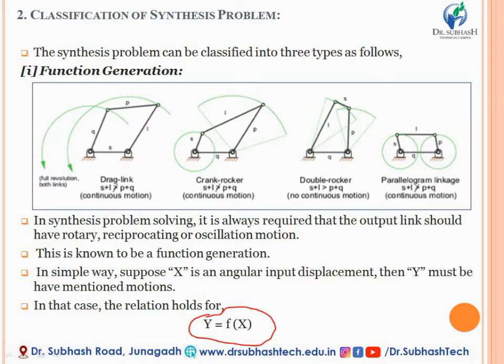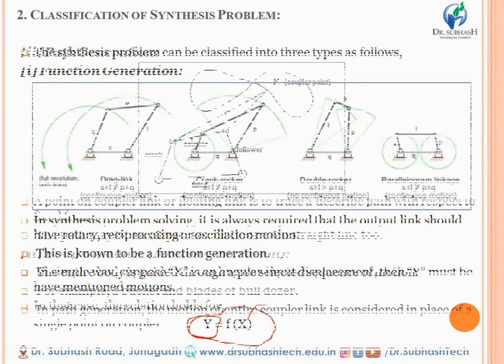So here y = f(x) is the representation of function generation, where the variable represents the motion of the link, whether it is a rotating motion, meaning some angle traversed by the output link, or a reciprocating motion, or even an oscillating motion. Based on that, the displacement, or movement, of that particular slider is directly related to the angle traversed by that output link.